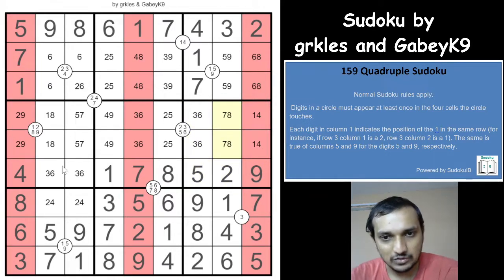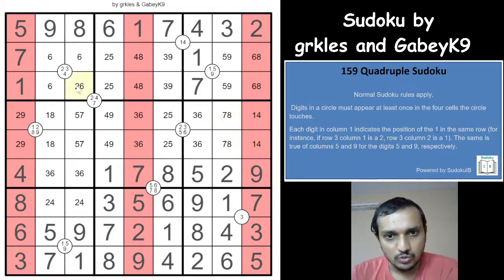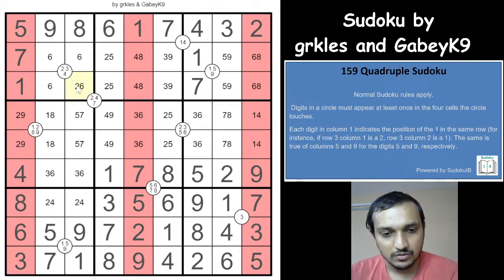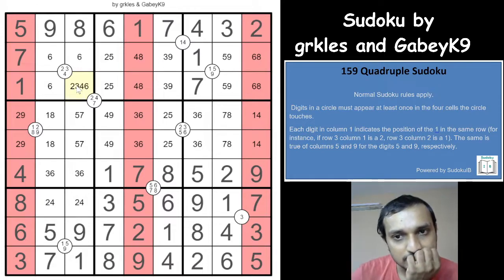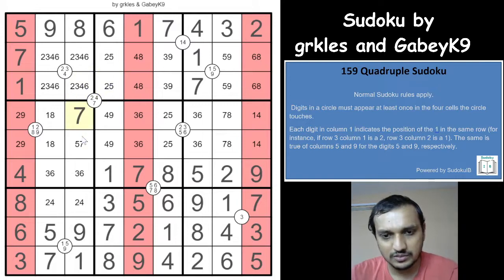Okay, so let us see now. What are we missing here? 2, 6, 3 and 7. 3 and a 4 here. 2, 3, 4. Okay. 2, 3, 4, 6. Okay. So where can you have a 7 in this 4 cells? 7 cannot be here, cannot be here, cannot be here. So this cell would have to be a 7. That gives you a 5 here. That should be easy now.